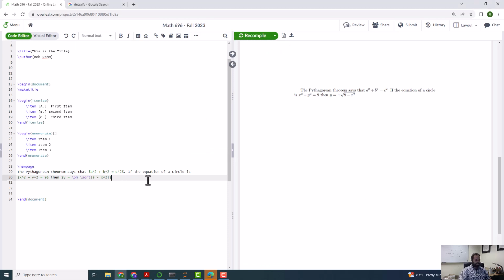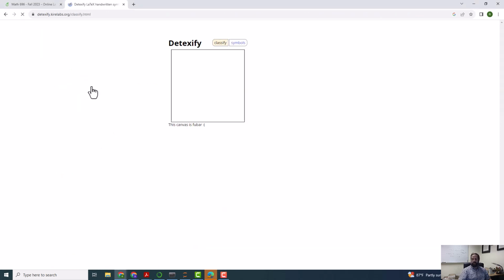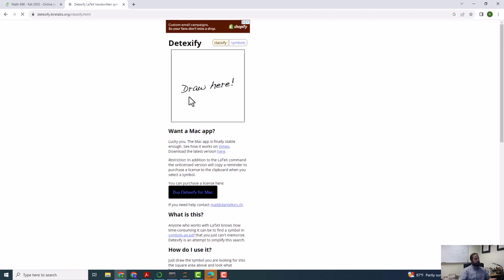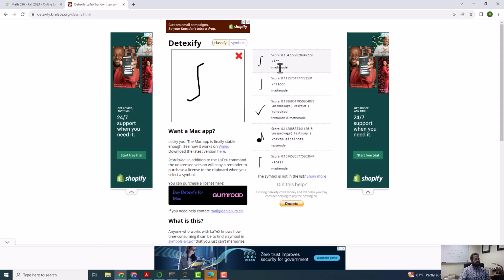Okay, so let's do something with another symbol. Let's do something with an integral symbol. Let's say you don't know what the command is for the integral symbol. Well, there's this website called Detexify. I just Googled Detexify, and it comes up with this, and you actually draw the symbol that you want, and it does a pretty good job of telling you what the code is over here. So let's say we want to do an integral of some function. We have something like that. Backslash int. Great.